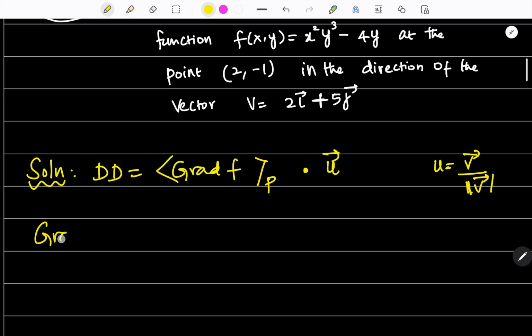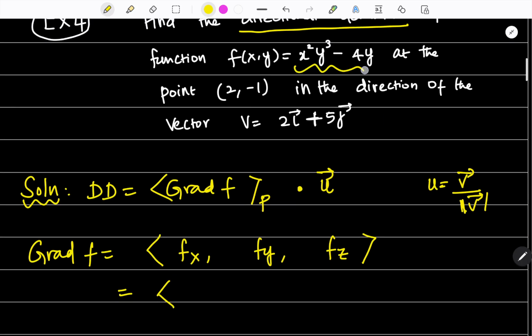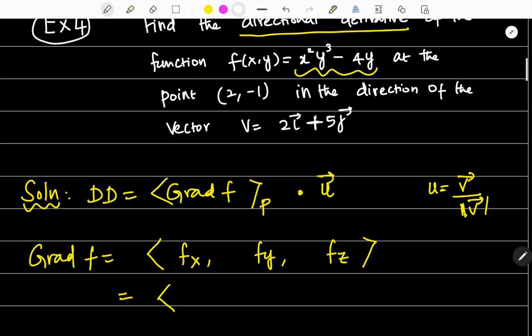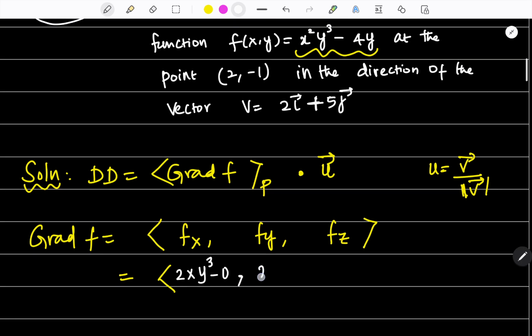So let us find grad f, which is equal to the vector (fx, fy, fz). This is your function f. So we are going to take the derivative with respect to x. What is the derivative with respect to x? We take with respect to x: x squared gives 2x, y cubed is a constant, minus 0, comma. fy, we are doing with respect to y: x squared is a constant, y cubed gives 3y squared, minus 4y, comma. And we are going to do with respect to z.